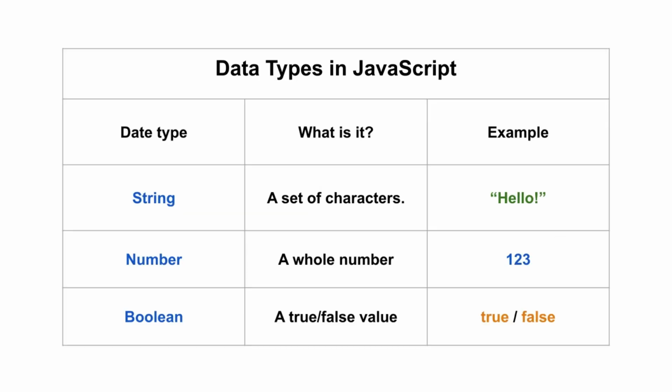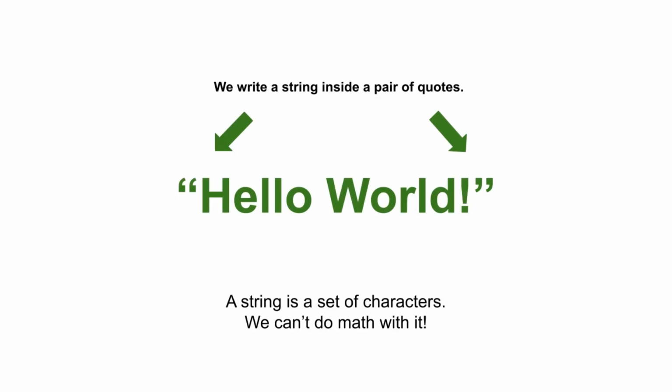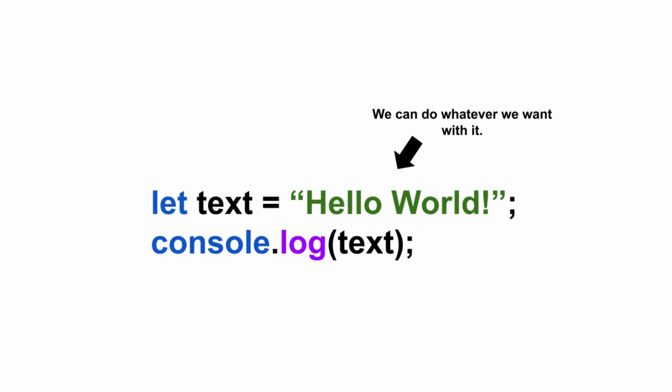There are three main data types: strings, numbers, and booleans. The first data type is string. It is basically a piece of text. We use it to write texts. To write a string, write your piece of text within a pair of quotation marks. And done. We have a string. We can assign our string to a variable and/or do whatever we want with it.